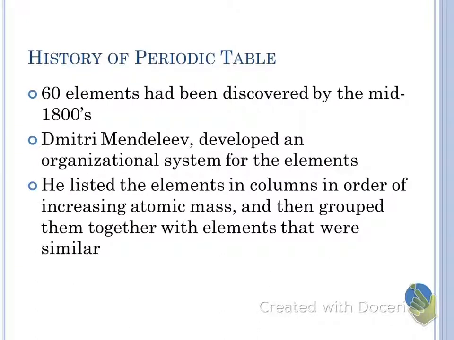His first organizational system was in order of increasing atomic mass. He put them in order of atomic mass. Then he grouped them by ones that he thought behaved similarly. Both of those trends are still intact today. The periodic table today is not organized by atomic mass. It's organized by atomic number. But mass generally increases with the number. So we're going to look at that more in depth here in just a second. But he was on the right track, and he grouped them by things that he considered to behave similarly.